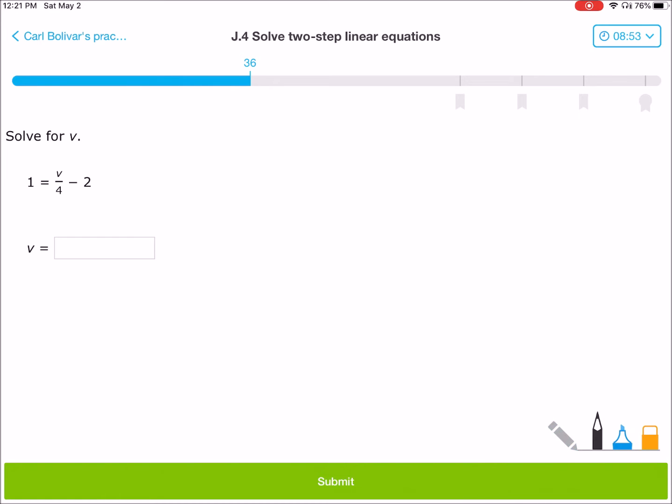Alright, now we have this other thing here. Now I notice we have the v on the other side here. So what we should do is first write it out. v over 4 minus 2. This is essentially the same thing as last time. It's just flipped. The v is on the other side. Solve the exact same way.